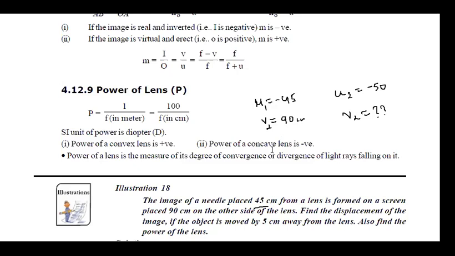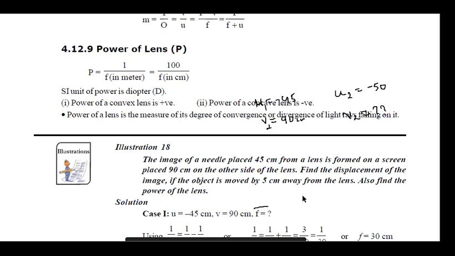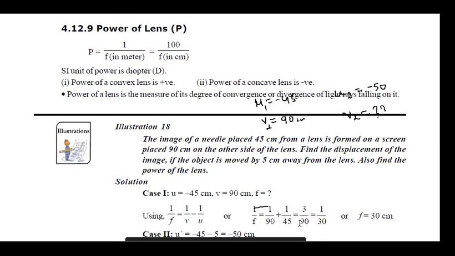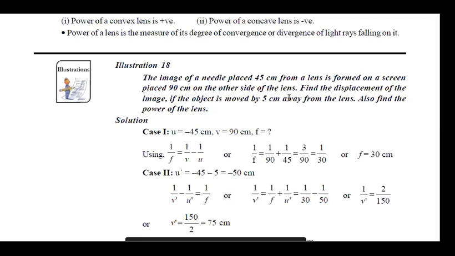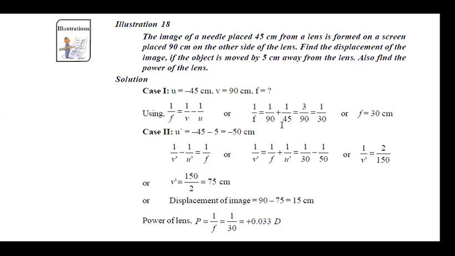Very good. Yes, Renuka, very good. So focus is 30 centimeter. Using this formula, focus is 30 centimeter, right? Now after finding the focus, you have to find V, which is 75 centimeter. Initially the image was at 90 centimeter. Now it is 75 centimeter. Then how much has it moved? 15 centimeter, yes or no? And power of lens is 1 by F.